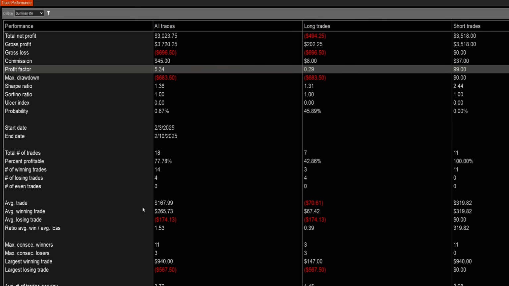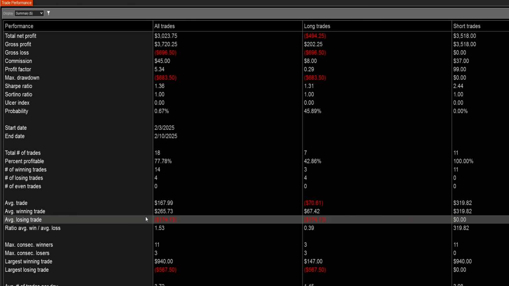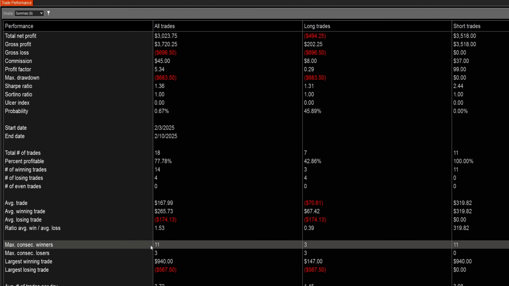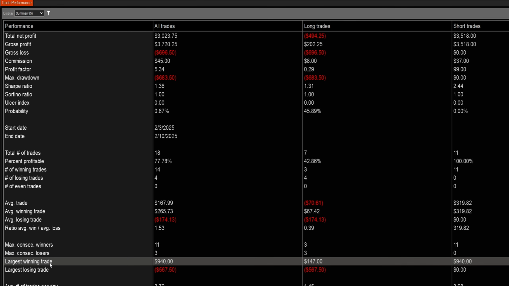Now, here's some metrics that a lot of traders overlook, and in my personal opinion, they're very important. Look right here at the average winning trade, $265.73. Then we look at the average losing trade, $174.13, which means that on winning trades, typically I'm making more than when I lose on my losing trades. You can also see I had a maximum of 11 consecutive winners in a row, and I had 3 consecutive losing trades in a row. My largest winning trade was $940.